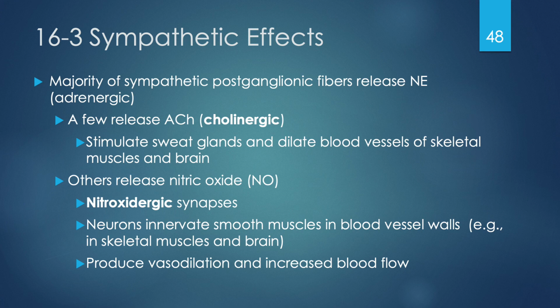There are also others, though, that release nitric oxide, which is a gas. So these are nitroxidergic synapses, and these neurons innervate our smooth muscles and our blood vessel walls. Again, this is an example in our skeletal muscles and also in our brain. By producing this vasodilation, we're able to increase blood flow because there's less resistance with a wider blood vessel.